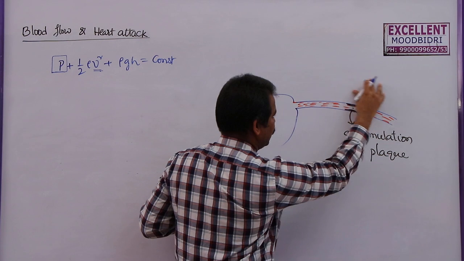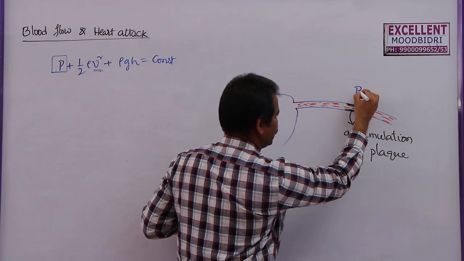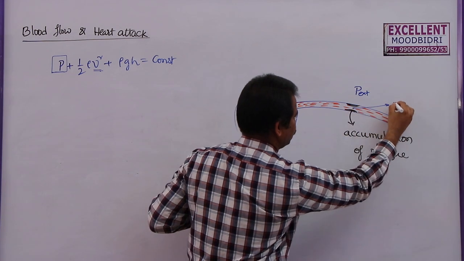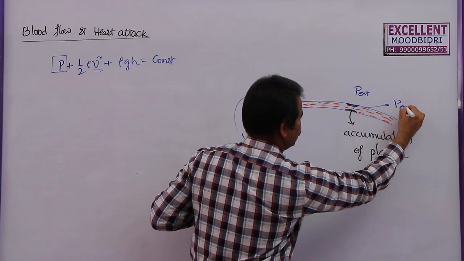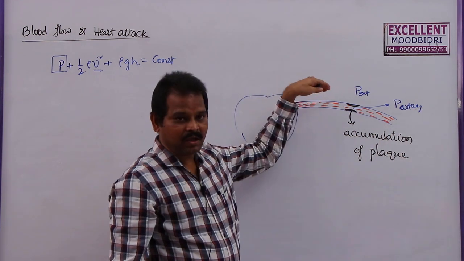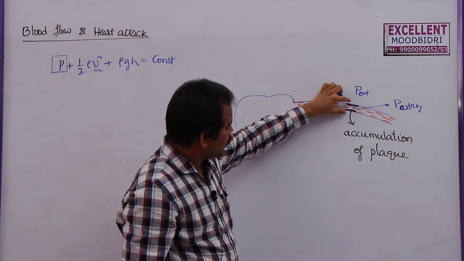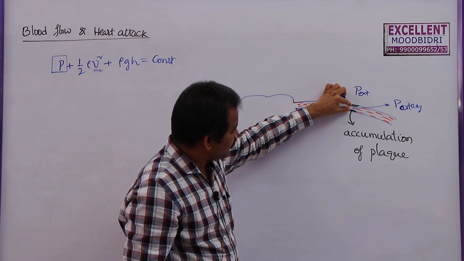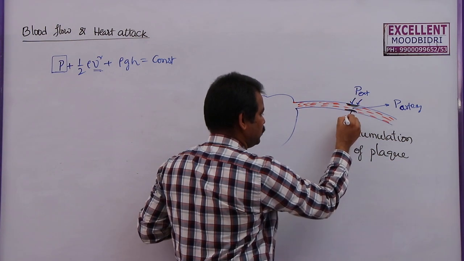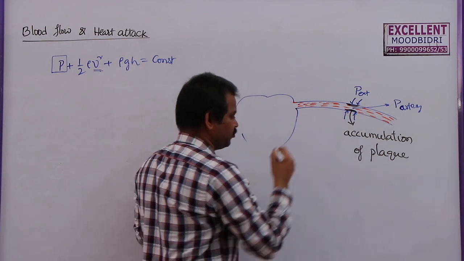Here the external parts will have some pressure. This is pressure due to external parts, and this is pressure inside the artery. As the velocity of blood increases, the pressure here will decrease. Due to this, more pressure will act on this artery at that particular constriction.